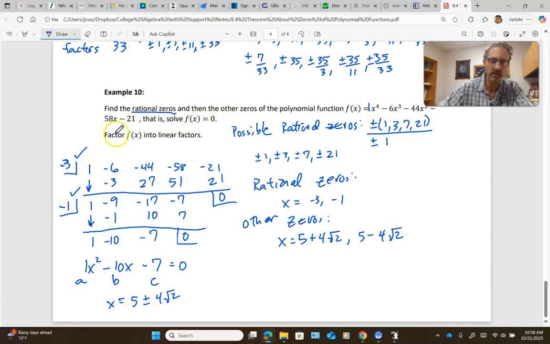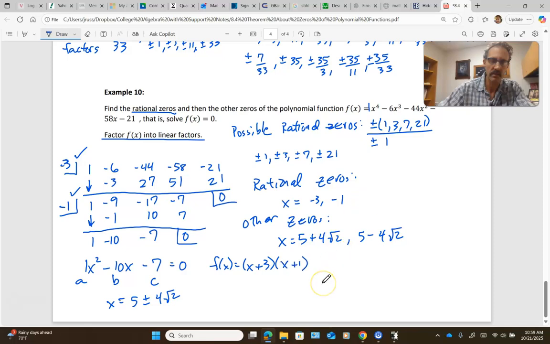And then the last thing that we need to do here, it says factor this polynomial into linear factors. Well, we know how to do that. If we know the zeros, we can know the factors, right? We've done that before. So if negative 3, alright, so I'm going to express this in factored form. If negative 3 is a 0, then one of the linear factors will be x plus 3. If negative 1 is a 0, another linear factor will be x plus 1.